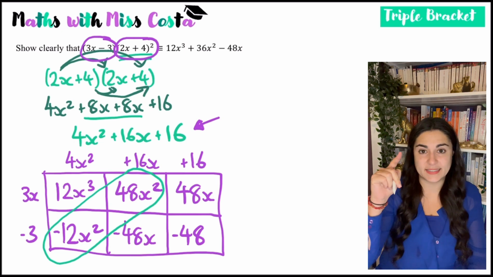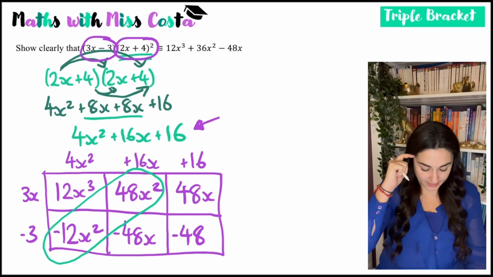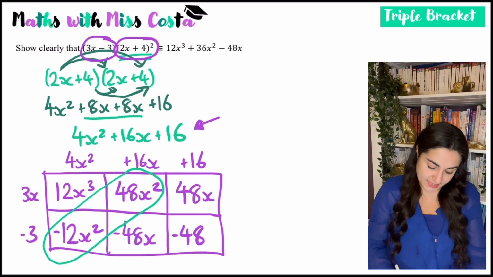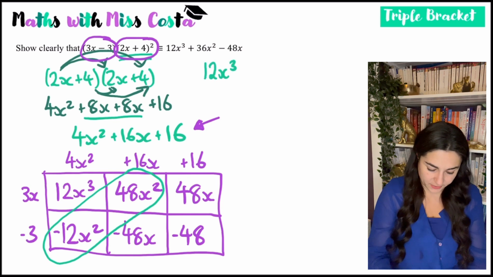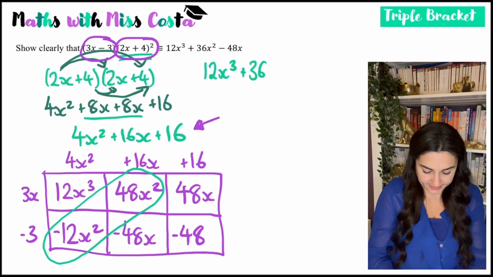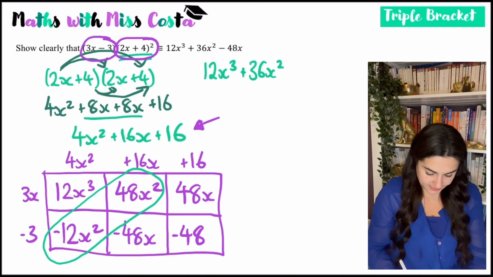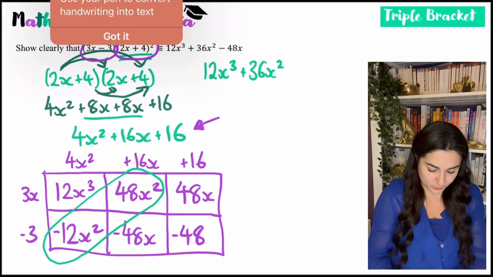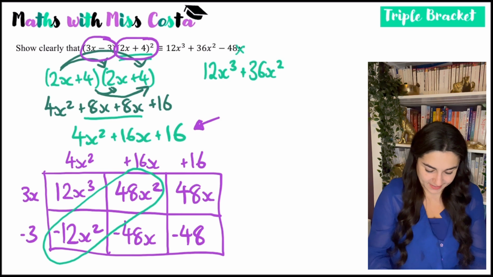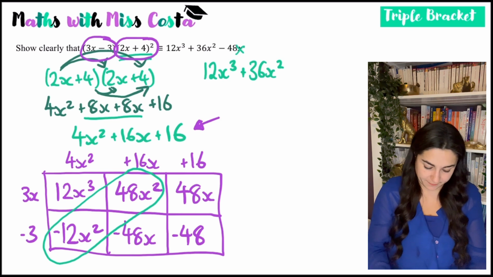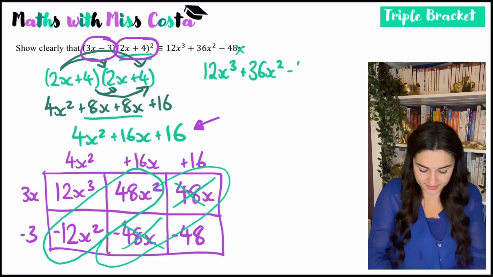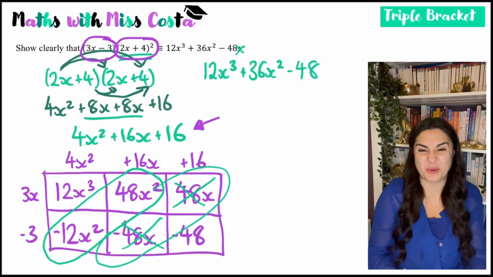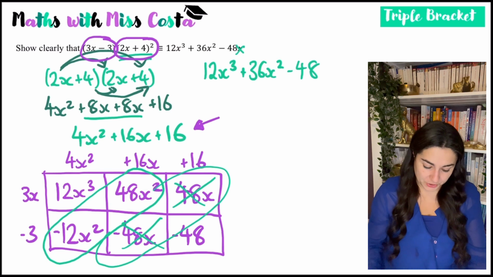out the brackets in descending order of powers, then the diagonals are always going to simplify. So 48 take away 12, I can start by writing 12x cubed, and then 48 take 12 is 36x squared, and 48, oh, I think this is supposed to just say 48. So 48x take 48x is 0. So these two would cancel out and you'd be left with minus 48, which is what that should have said. That's just a typo.